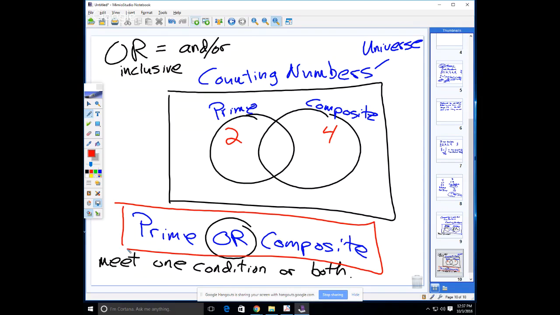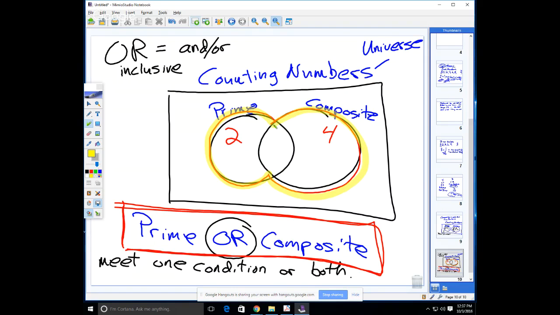So picture-wise, if I wanted to show somebody in the Venn diagram, what part of my diagram is this whole collection of things? Well, that would be this figure 8 right here. This figure 8 are the things that are prime or composite.